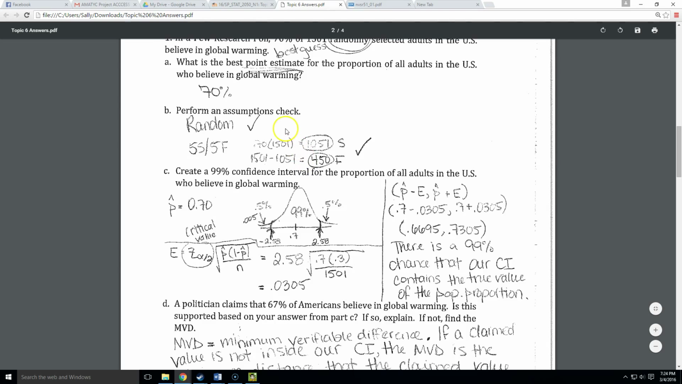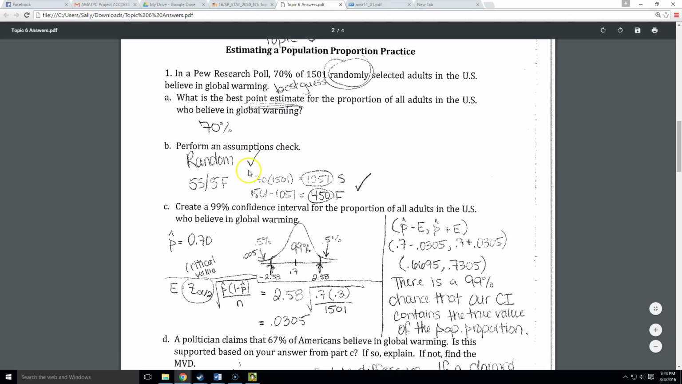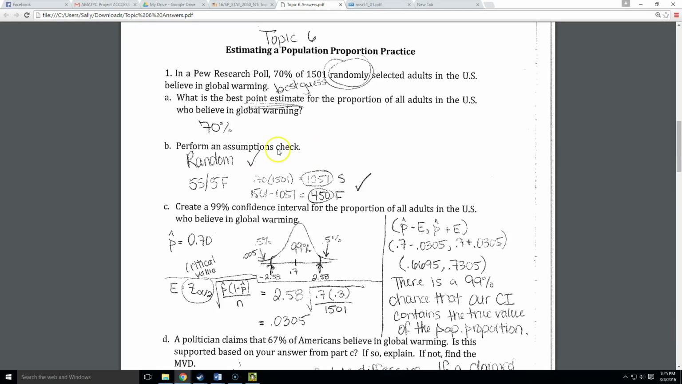Next, we have to check our assumptions. Random will pass because the original problem states that the sample was randomly selected. If it does not state that it's random, you just put an X and keep on going. Again, in the real world, you would go back to the place that you got your data from and say, hey, how was this conducted?